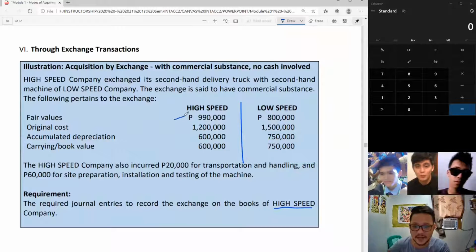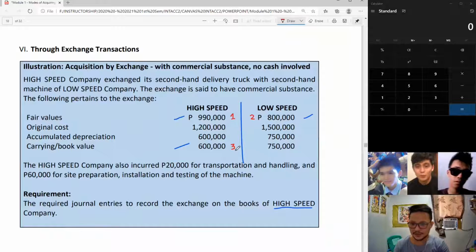Given po ang fair value ng asset natin, given din ang fair value ng asset na matatanggap. And of course, you also have the carrying amount there. Now, why did I emphasize the 3? Kasi po, in our hierarchy, this would be the first priority in valuing the asset received. This one is your second priority, and if the two are not available, dun ka lang pupunta sa carrying amount.